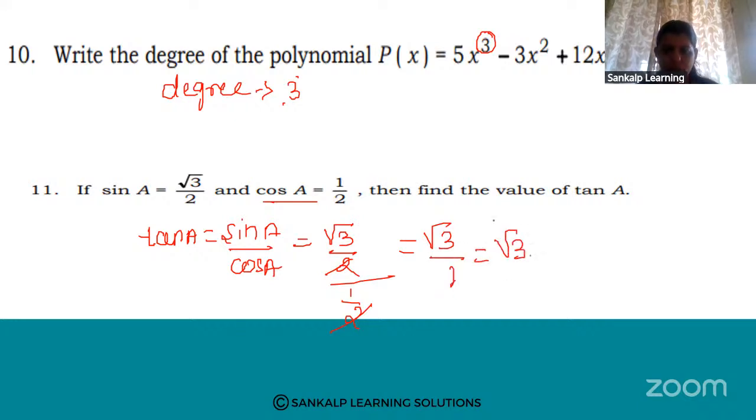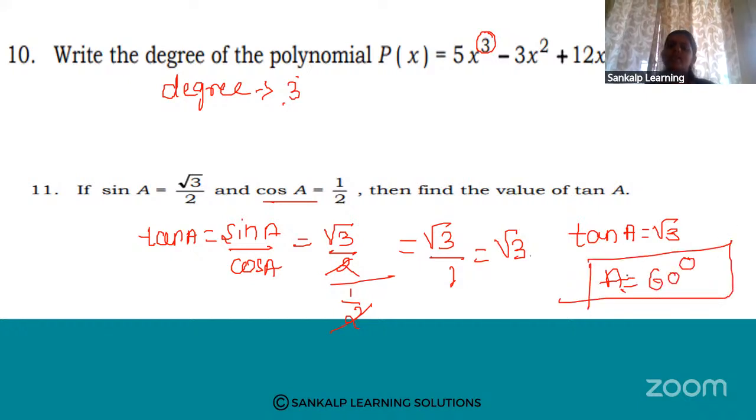So at which value of theta is tan theta root 3? That is 60 degree, right? So tan 60 degree is root 3. Tan a is equal to root 3. So a is equal to 60 degree. A means theta here, right? So a is 60 degree.